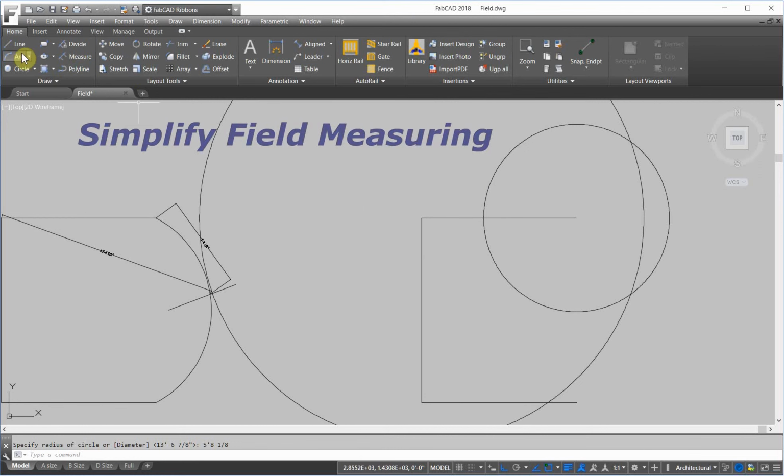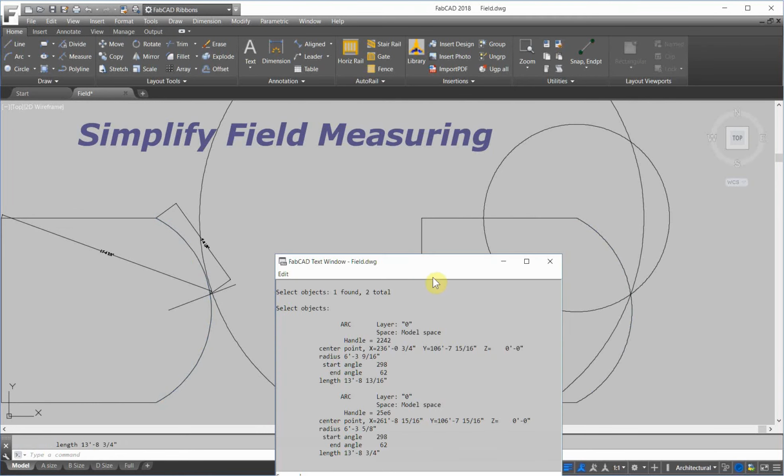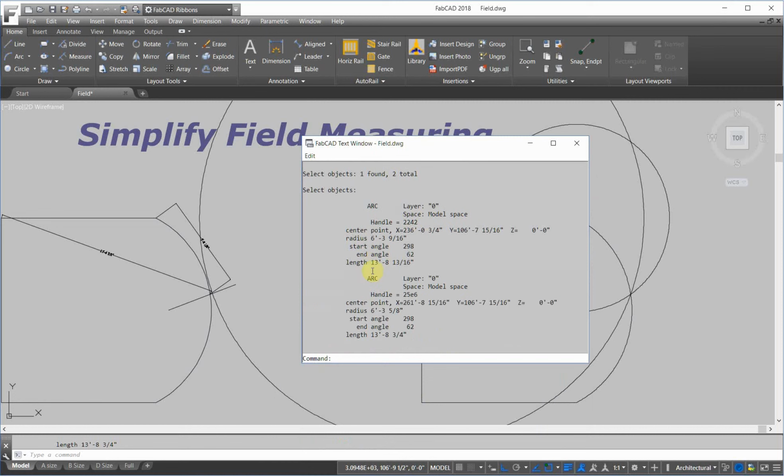So let's see what happens. I'm going to draw an arc from the end point here to the intersection there to the end point here. Then we're going to use this command called list. We're going to list the original piece and the new piece, and let's see how they turn out. The original piece is 13 foot 8 3/16, and the new length is 13 feet 8 3/4, so it's off by 1/16 of an inch. The radius is 6 foot 3 9/16, and the radius here is 6 foot 3 5/8. That's also off by 1/16 of an inch. That could be a round-off error with the dimensioning. So you're pretty close there. That's how you can get those dimensions.